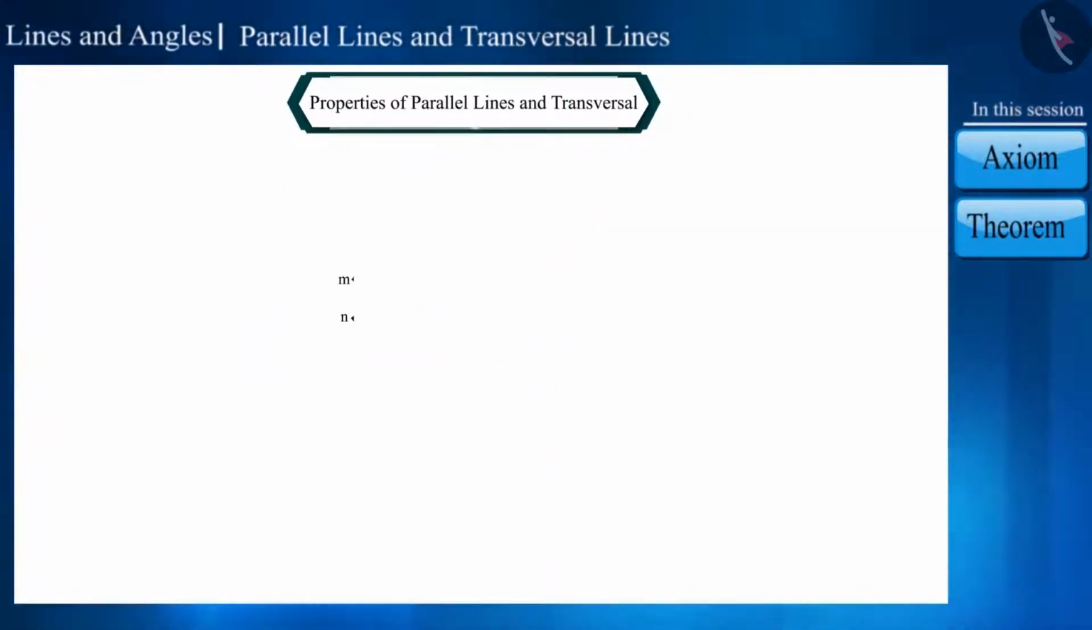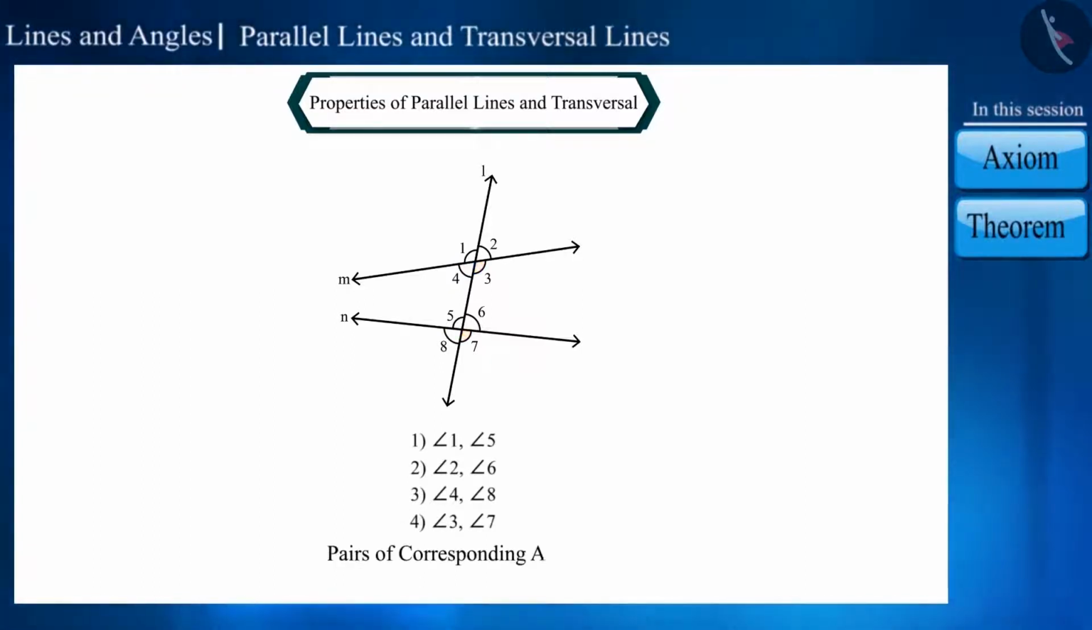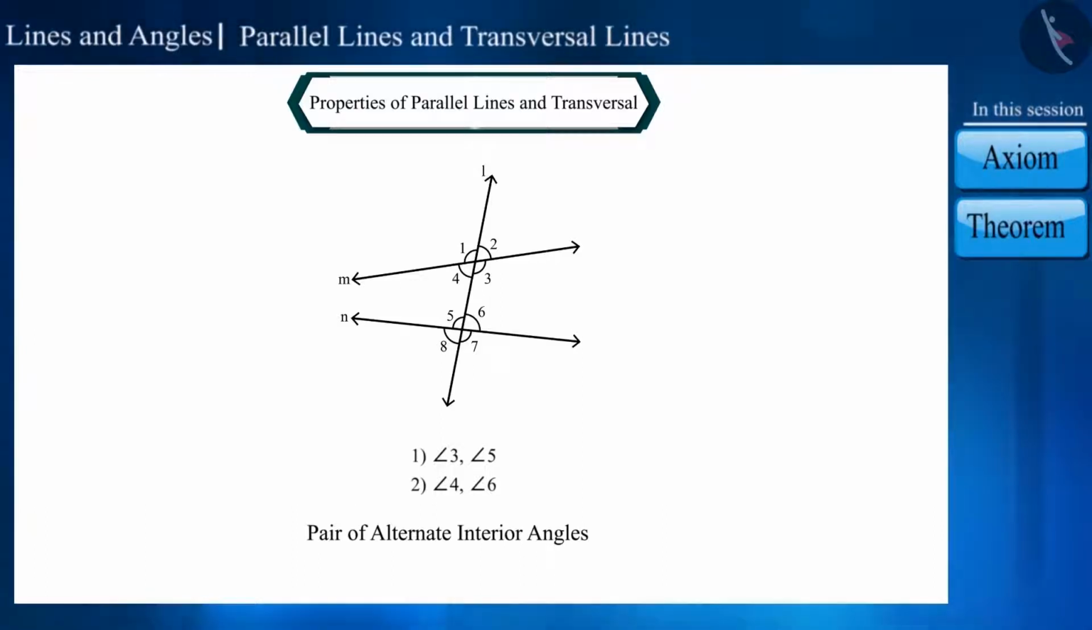We know that when two lines are intersected by a transversal, then different types of pairs of angles are formed. For example, these are pairs of corresponding angles. And these are pairs of alternate angles. In this, we call these alternate exterior angles, and these are called alternate interior angles.